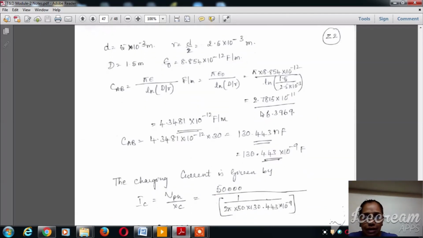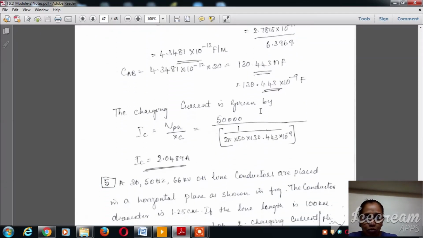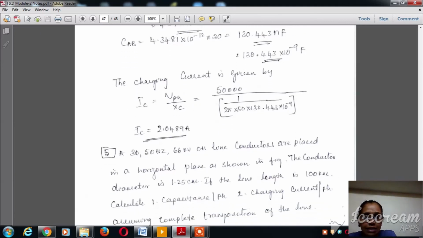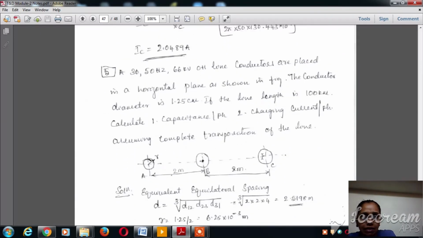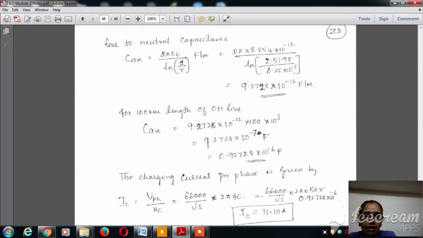Now again here also I have considered one more example where we have calculated the current. Current is nothing but V phase divided by XC, and after calculating the CAB it is very easy to calculate XC because it is 1 by 2 pi FC. Now IC is equal to 2.0489. Similarly, we have considered another example where 3 conductors are taken, and here complete transposition is also done. So here we have calculated the capacitance.